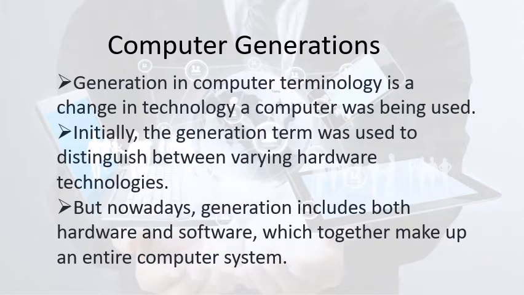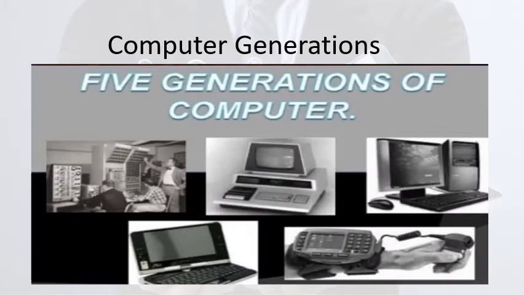Computer generations. The generation in computer terminology is a change in the technology a computer was being used. Initially, the generation term was used to distinguish between varying hardware technologies. But nowadays, generation includes both hardware and software, which together make up an entire computer system. These are the generations of computer from first to fifth generation.